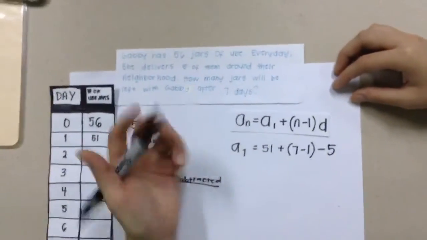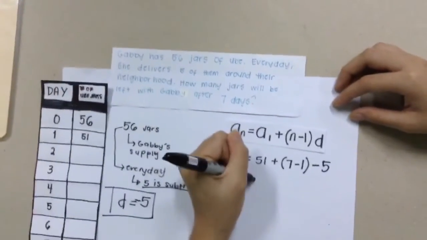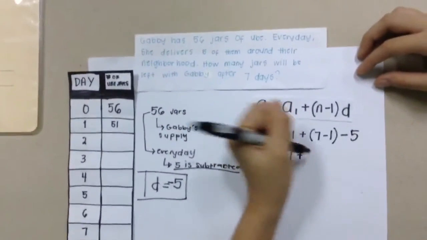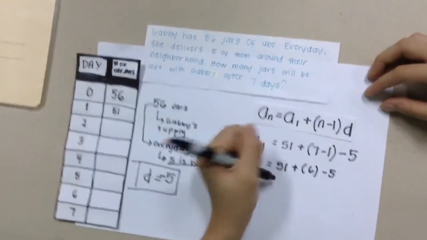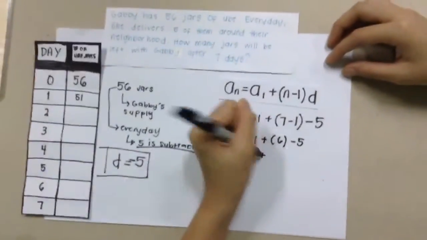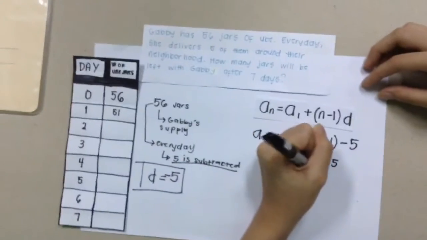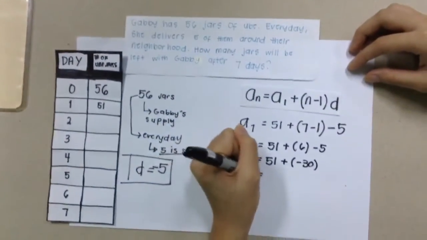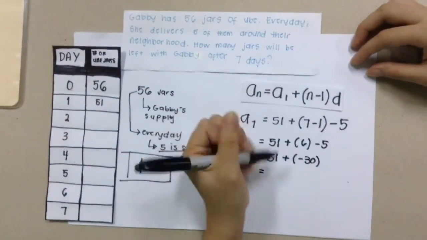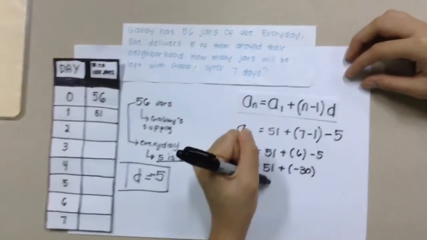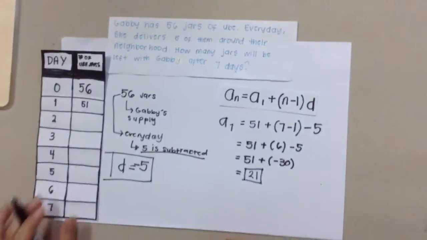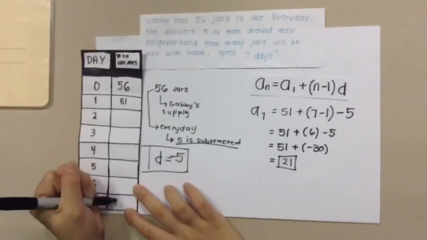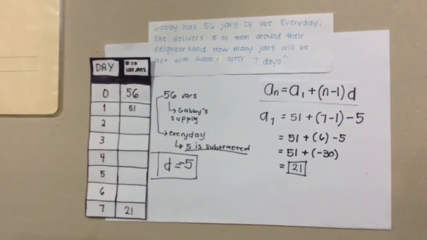Next is you have to simplify the equation to get your answer a7. So 51 add 6, which is from 7 minus 1, multiplied by minus 5. 51 and minus 30, which is coming from minus 5 multiplied by 6. So then 51 and minus 30 is 21, and that is your answer.